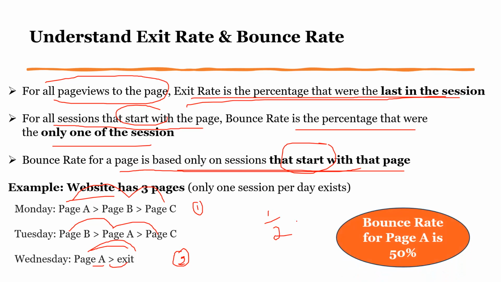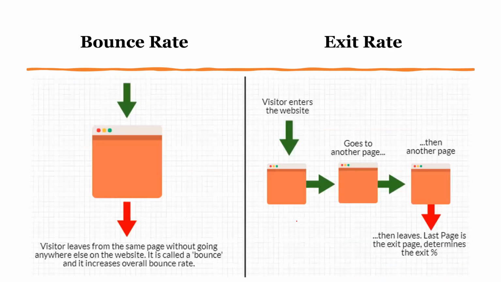Now I want to get into details so that I can explain it again. First of all, again understand the bounce rate. The visitor comes to your website, let us say page A, and leaves from the same page without going anywhere else on the website. It is called a bounce. It is a bounce if somebody is coming to, let us say, page A, or coming to page C directly, and leaves from page C.